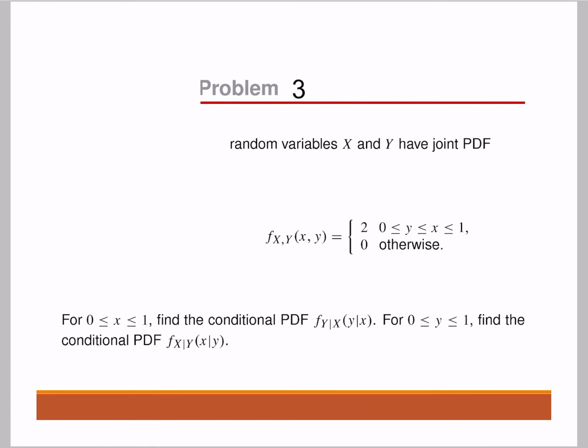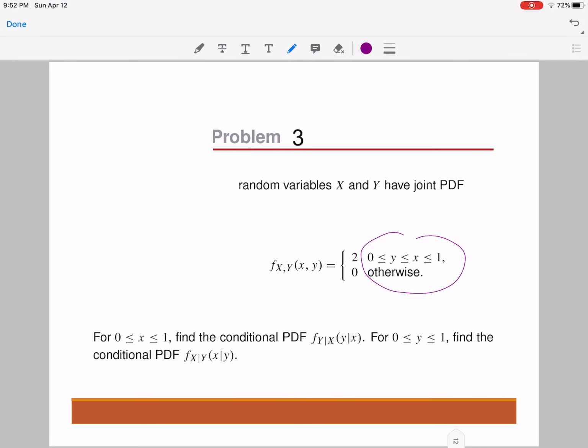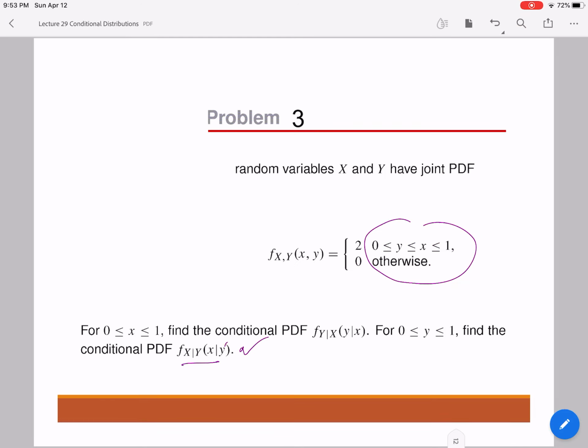I have my joint PDF. It's equal to 2 for this region of non-zero probability, and I need to find the conditional PDF of y given x and the conditional PDF of x given y. What I'm going to do is focus on finding the conditional PDF of x given y, and then I'm going to solve some statistics based on that. And then I'm going to give you an in-class participation problem for Wednesday's class and for Friday's class.